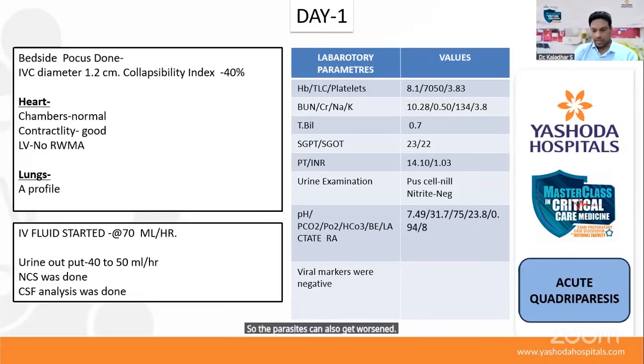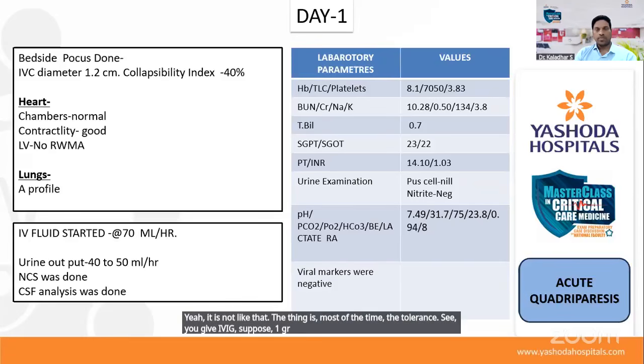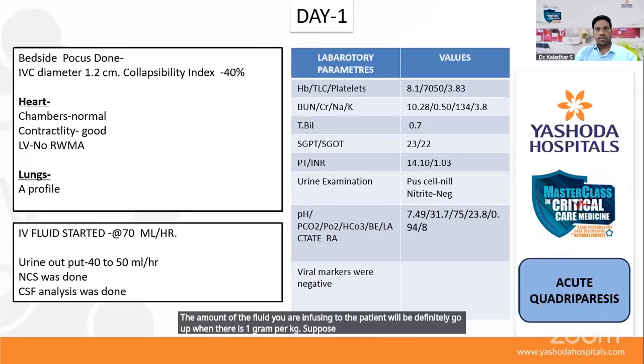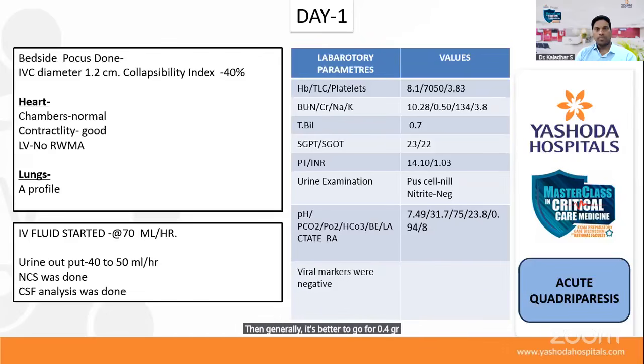Yeah, it is not like that. The thing is, most of the time, the tolerance. See, you give IVIG, suppose 1 gram per kg versus 0.4 gram per kg. The amount of fluid you are infusing to the patient will definitely go up with 1 gram per kg. If there is premorbid illness like CKD, there is a possibility that the patient gets volume overloaded because of this. Then generally it's better to go for 0.4 gram per kg per day over a period of 5 days.